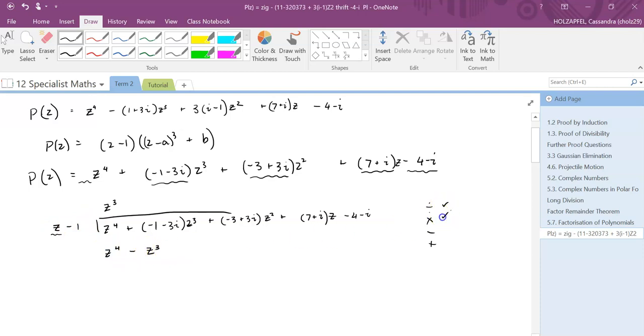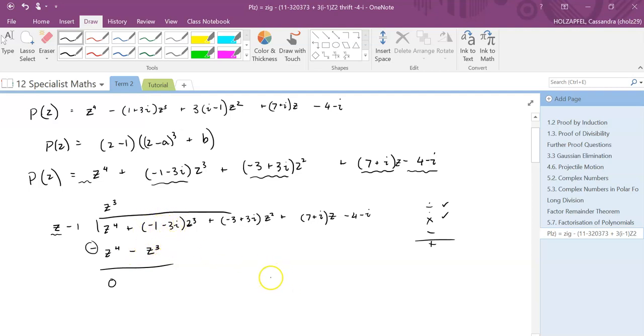So I've done those two. Next, I'm going to subtract. Now, this is where it's going to get a little bit tricky because we're thinking about this in terms of the coefficients. Obviously, these two are going to cancel out because z to the power of 4 minus itself is going to be 0. Now if we look at this coefficient out the front here, we're minusing a minus, so it's effectively saying plus 1 z to the power of 3. So I'm going to add that to this coefficient here.